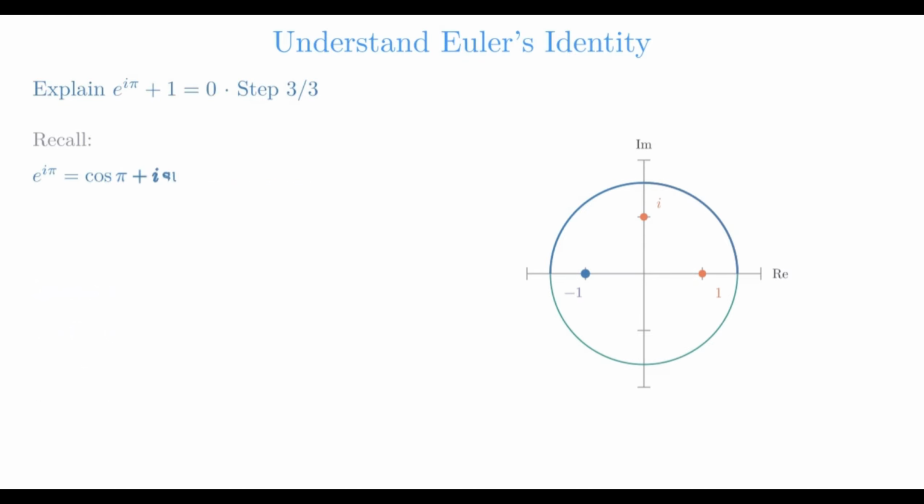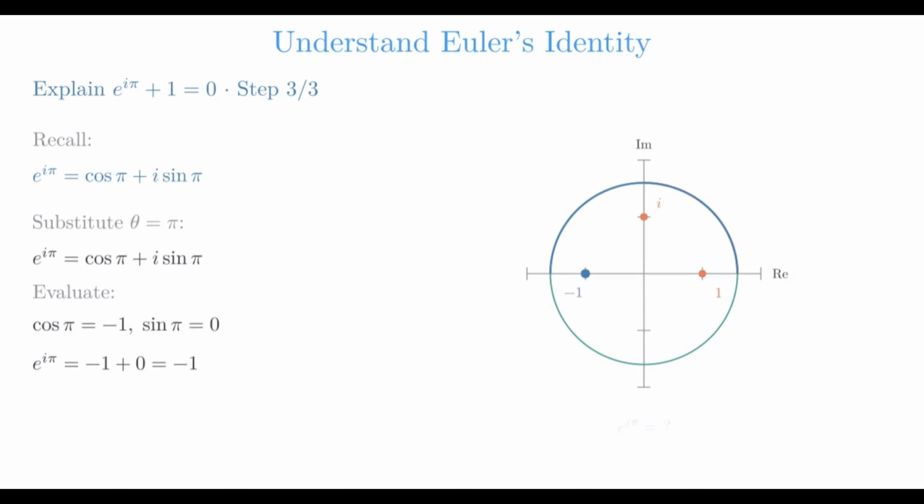Step 3. Substitute theta equals pi into Euler's formula. e to the i pi equals cosine pi plus i sine pi. Cosine of pi is -1. Sine of pi is 0. So e to the i pi equals -1. Add 1 to both sides, and we arrive at Euler's identity. e to the i pi plus 1 equals 0.